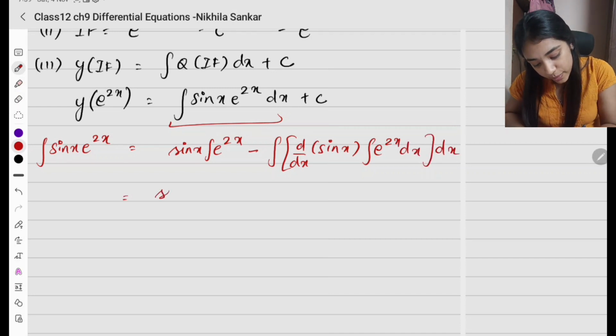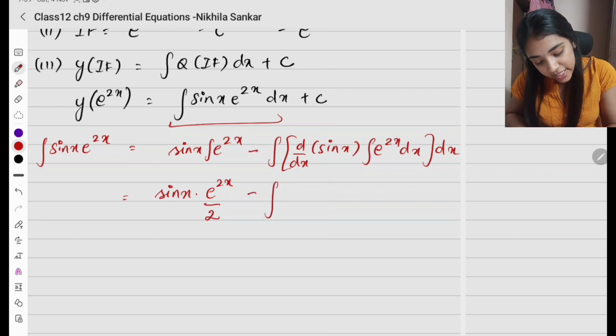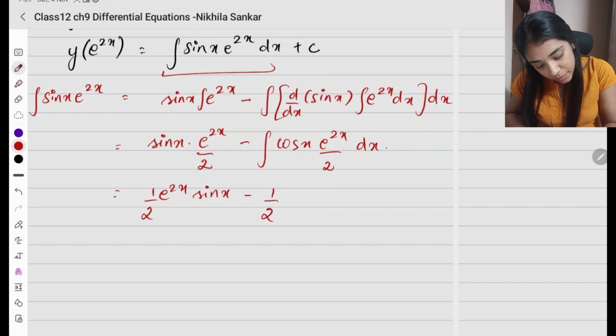Let's do this. So it is going to be sin x times the integral of e to the 2x, which is e to the 2x divided by 2. You see that there is a 2x in the power. Minus integration of sin x's derivative, which is cos x, again times e to the 2x divided by 2 dx. Now I have 1 by 2 e to the 2x times sin x minus 1 by 2 integration of e to the 2x, or I can write it as cos x times e to the 2x dx.